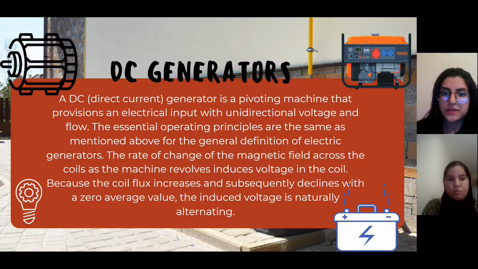The DC generators, also known as direct current generators, are rotating machines that give an electrical output with unidirectional voltage and flow. The essential operating principles are the same as mentioned in the earlier slide. For the general definition of electric generators, the rate of change of the magnetic field across the coils as the machine revolves induces voltage in the coil. Because the coil flux increases and subsequently declines with a zero average value, the induced voltage is naturally alternating.